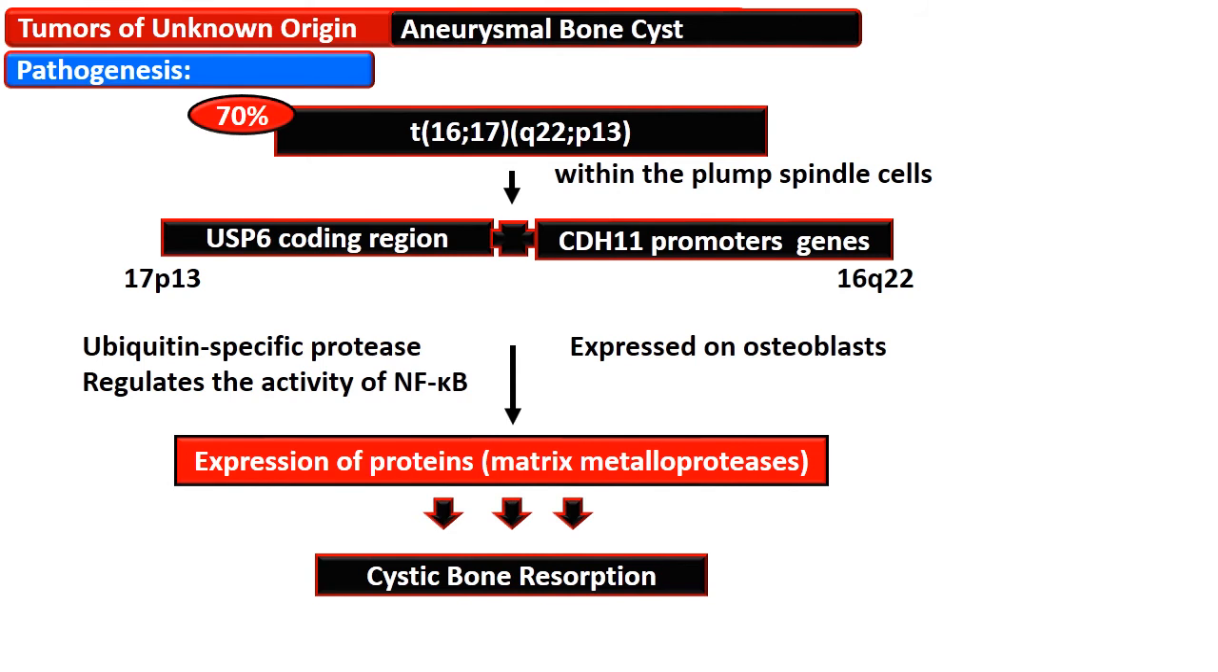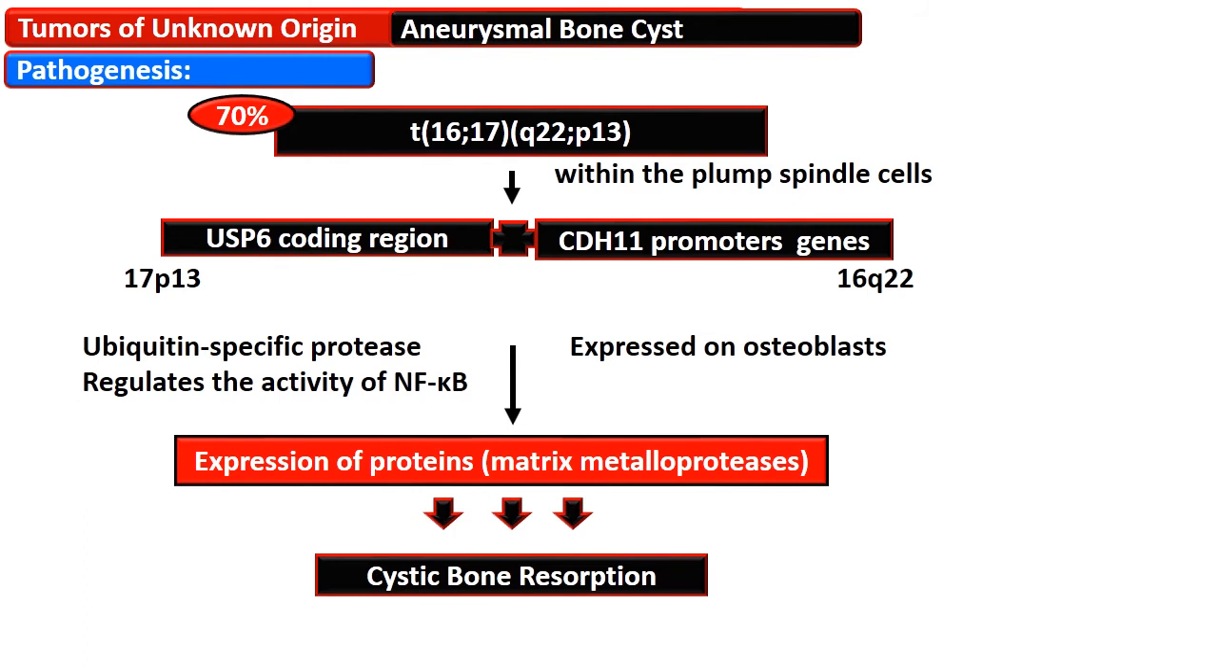When there is a fusion of these two genes, and the USP6 coding region fuses with the cadherin promoter gene, cadherin being expressed on the osteoblast, and USP6 encoding ubiquitin-specific proteases that regulate the activity of nuclear factor kappa B, that will result in increased expression of the matrix metalloproteases, and due to this increased expression of the matrix metalloproteases, there is resorption of the bone in the cystic form.